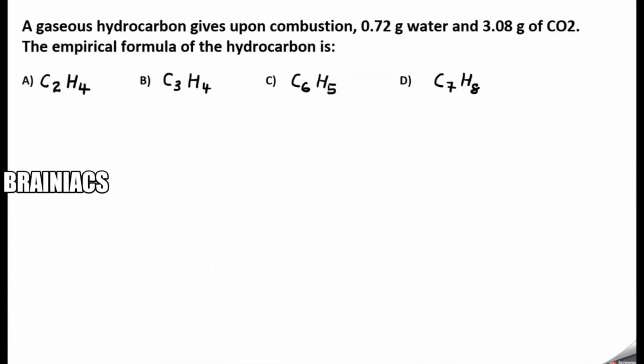So we have a good question in front of you. I will just read the question. A gaseous hydrocarbon gives upon combustion 0.72 gram water and 3.08 gram of carbon dioxide. The empirical formula of the hydrocarbon is. So we have four options as well. So how to do this question? They are telling it's a hydrocarbon. So it means combustion will give you what? Water and carbon dioxide. Correct.